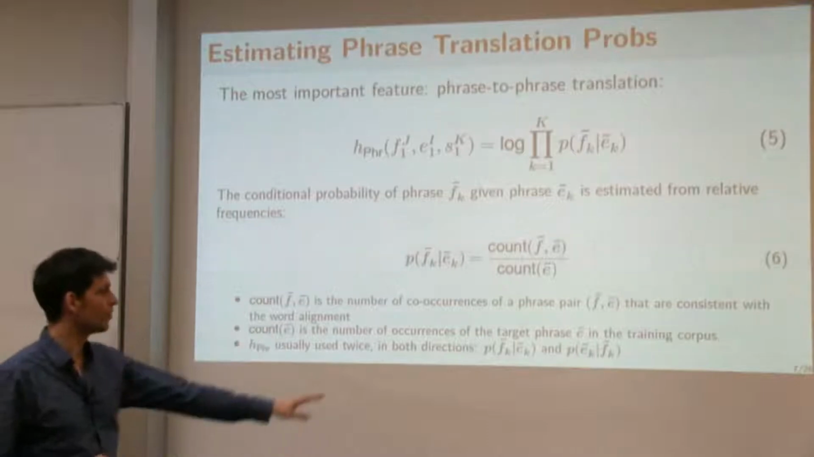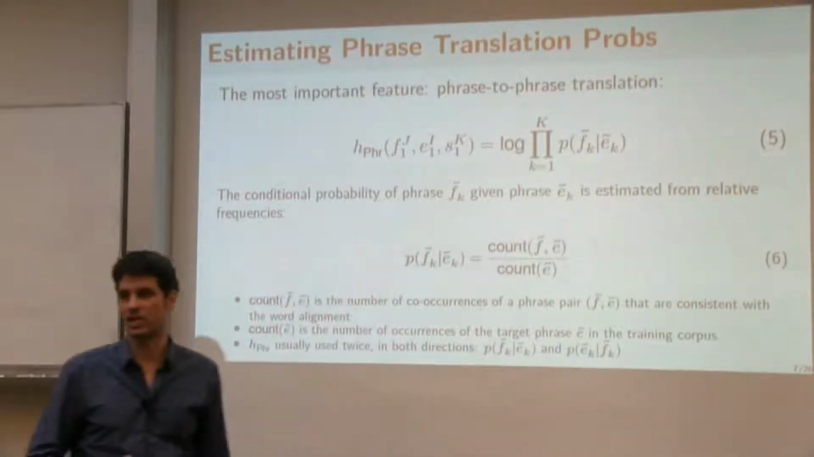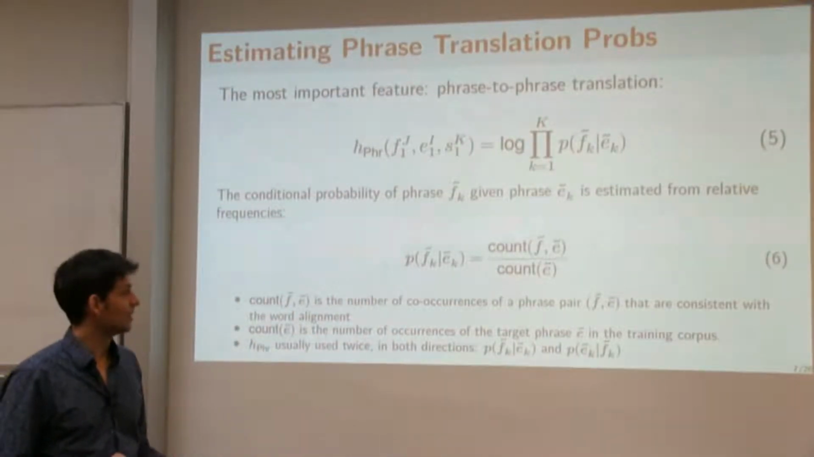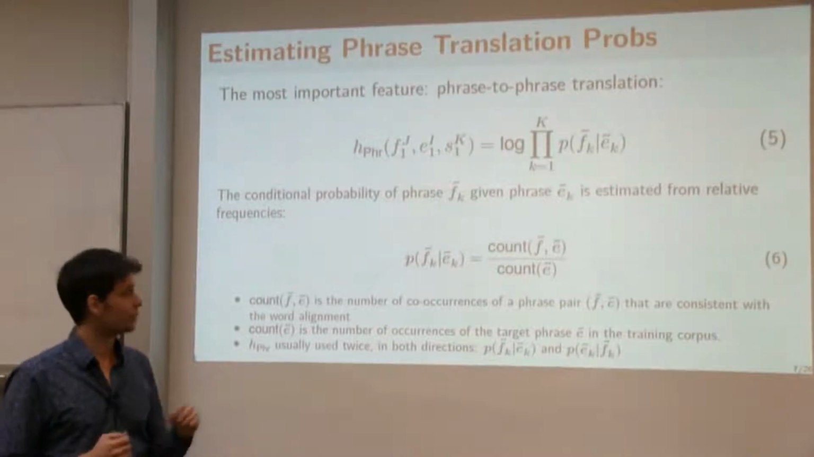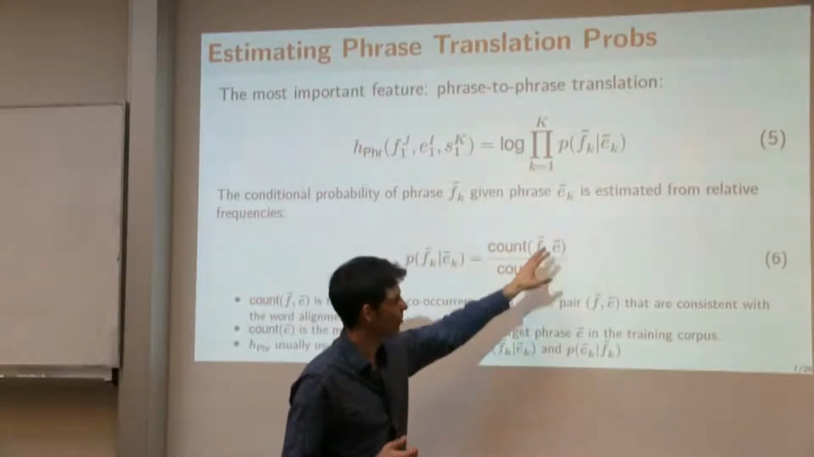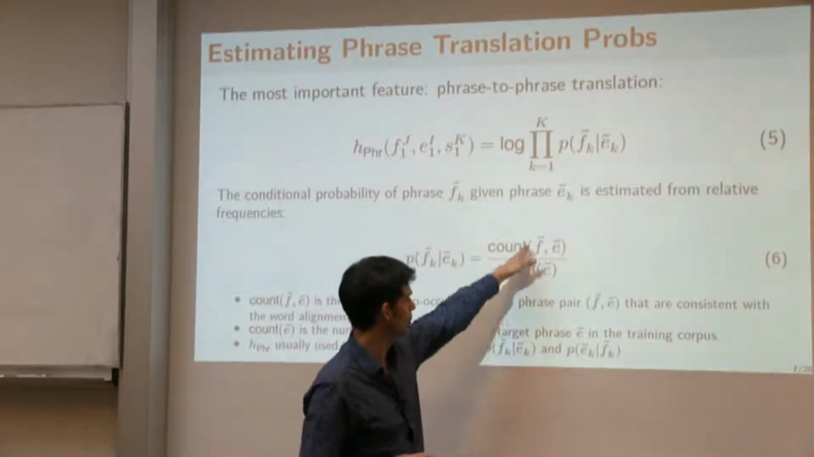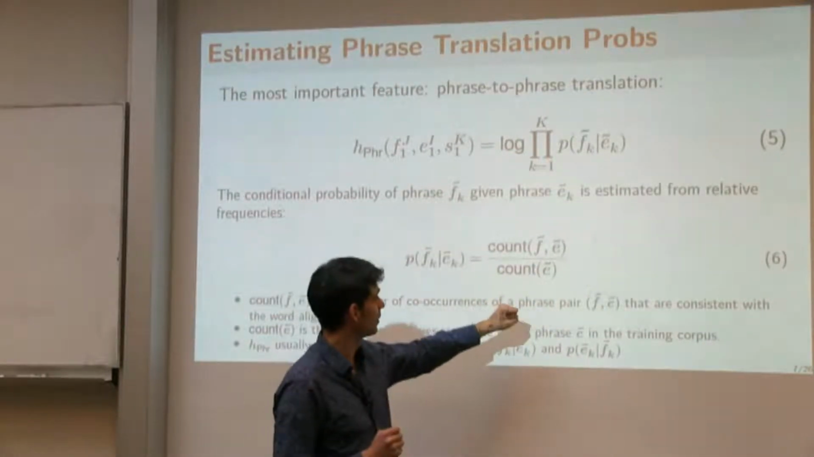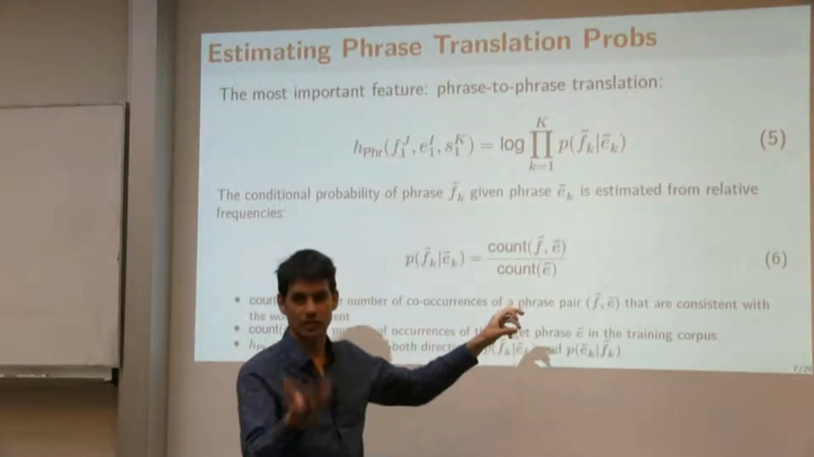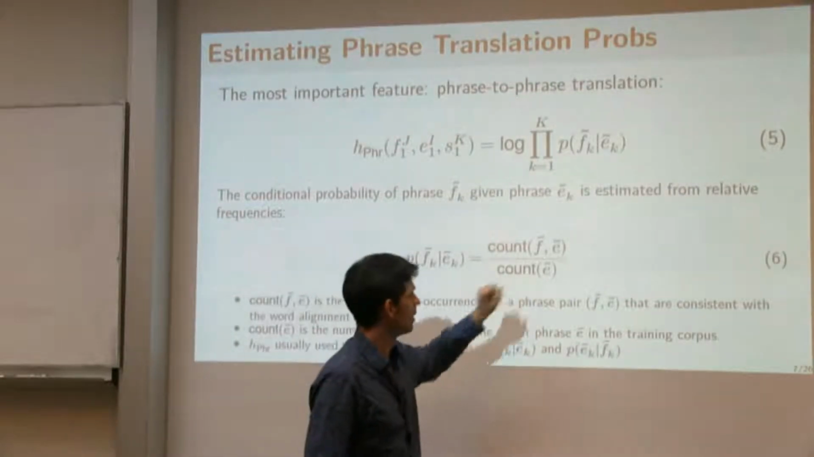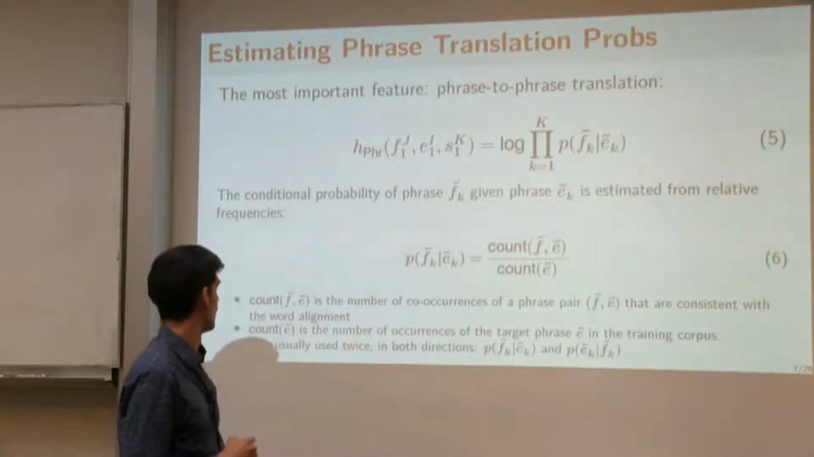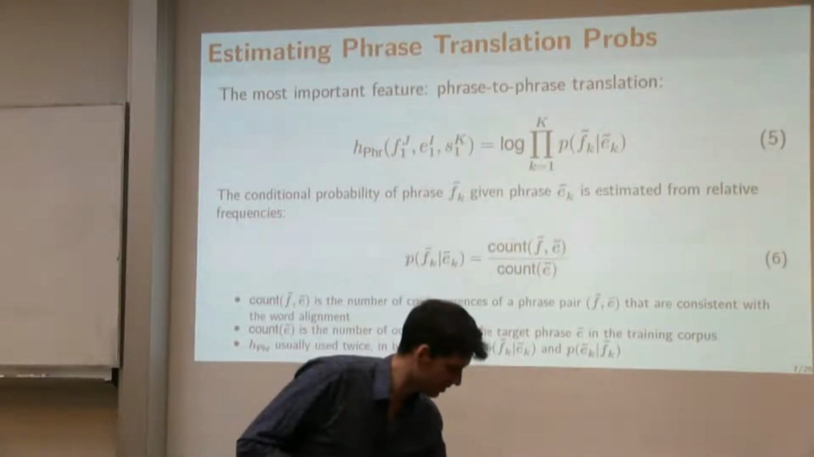In practice, both directions are used, and we have discussed that in the previous lecture. You do actually divide this count of the co-occurrences once with the count of the source phrase alone, and in the second calculation, which gives you another feature, you divide it by the count of target phrases alone. So that is very simple.